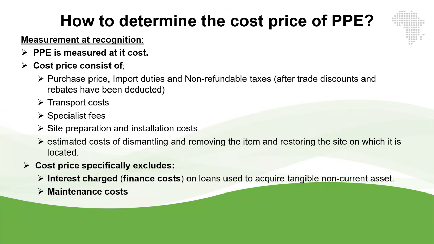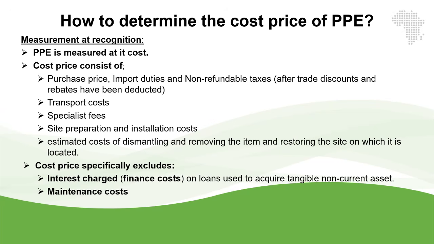And lastly, sometimes it happens that after installing maybe a plant, you might be required to dismantle that plant and restore the site where you have located that plant once we are done with that particular business or activity. So the estimated cost of dismantling or removing that property, plant and equipment and restoring the site will also form part of your cost price. It is very important to understand. So these are costs that you will incur when you are actually buying those property, plant and equipment.